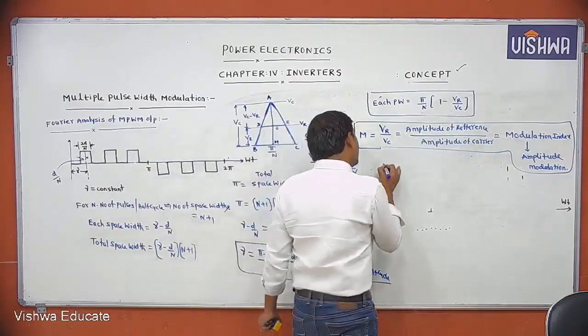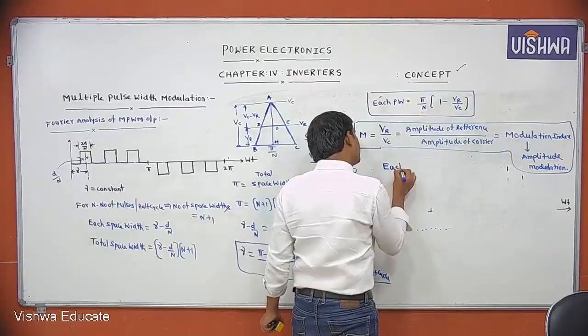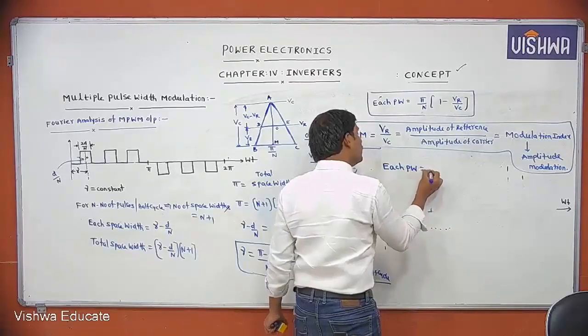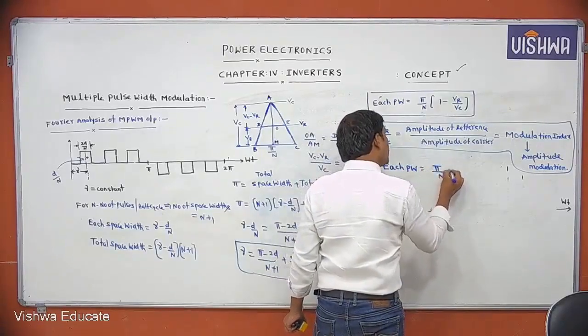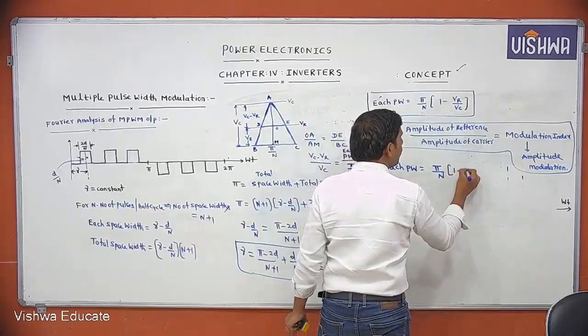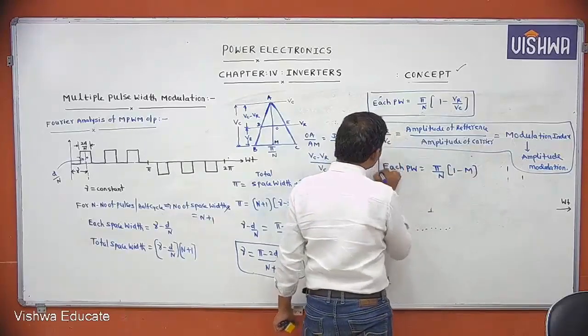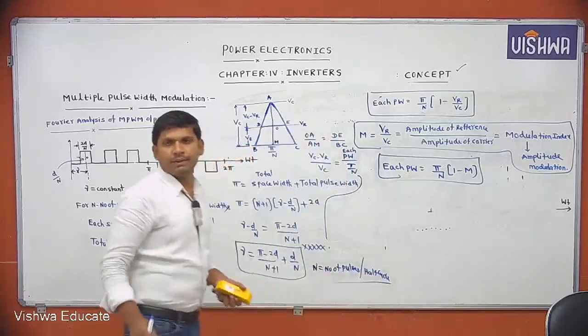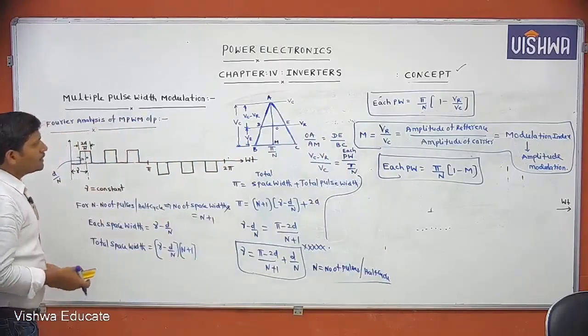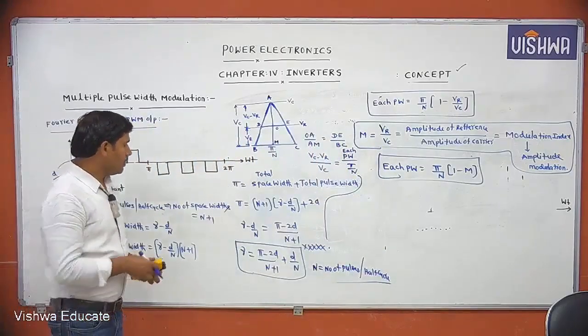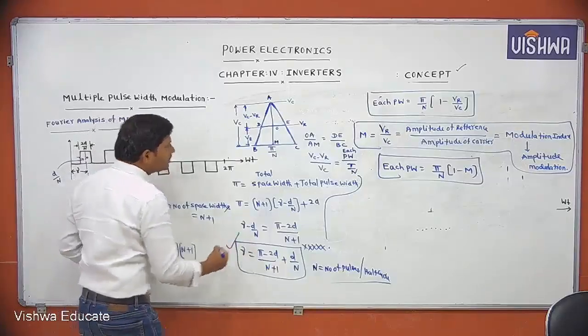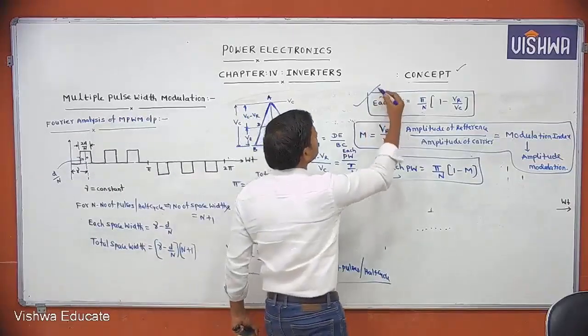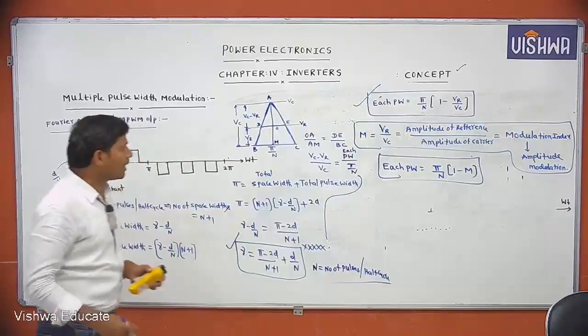Therefore, each pulse width can also be written like this: each pulse width equals pi by n into 1 minus M. If the modulation index is given, this is how to calculate each pulse width. These are the two formulas, one for calculating gamma and one for each pulse width.